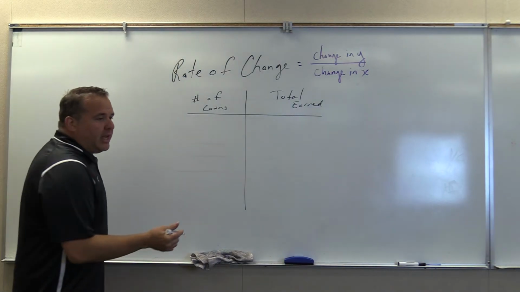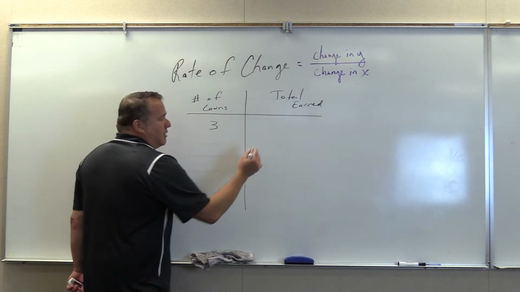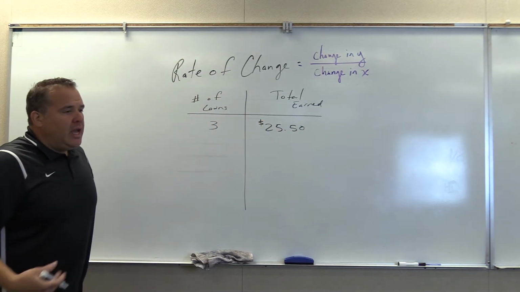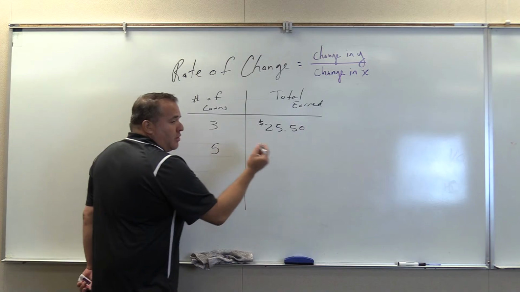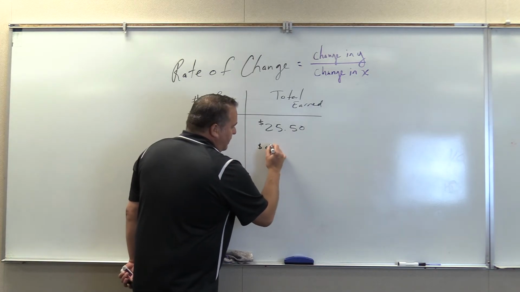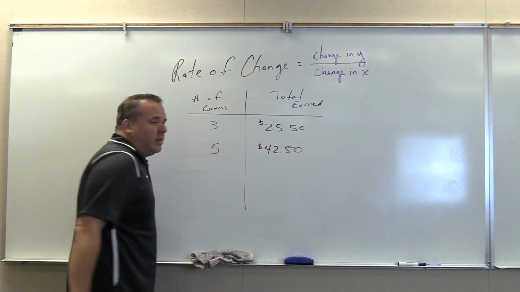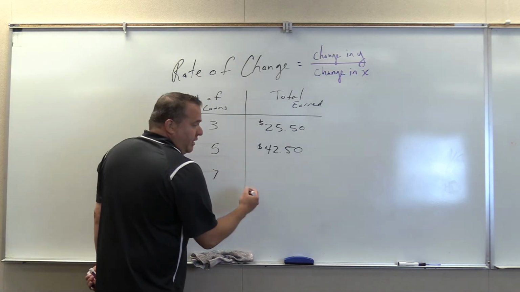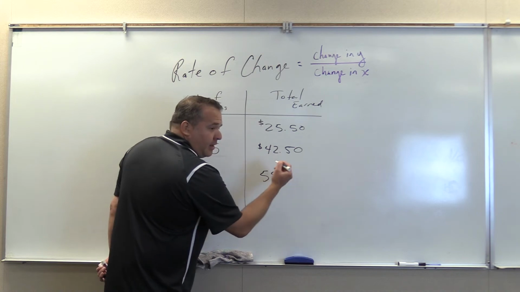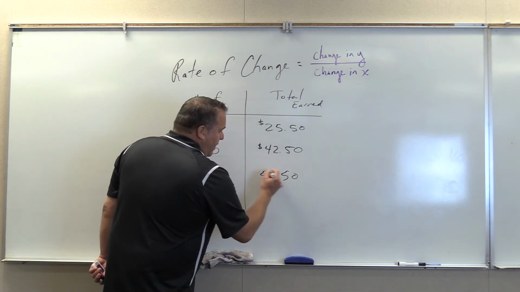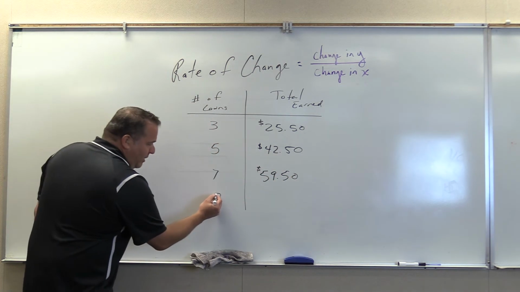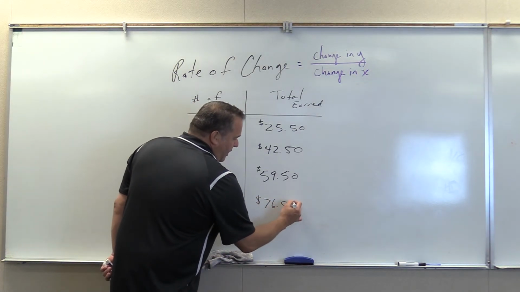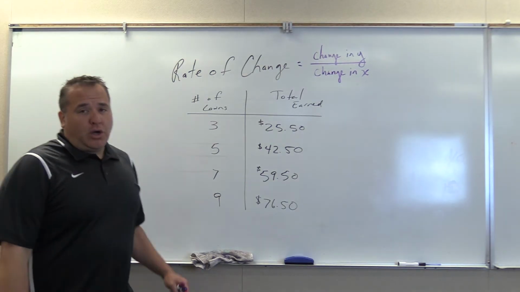It doesn't matter. Okay? So here, if you mow 3 lawns, you're going to earn $25.50. If you mow 5 lawns, you're going to earn $42.50. If you mow 7 lawns, you're going to earn $59.50. And finally, if you mow 9 lawns, you're going to earn $76.50. So this is your chart.